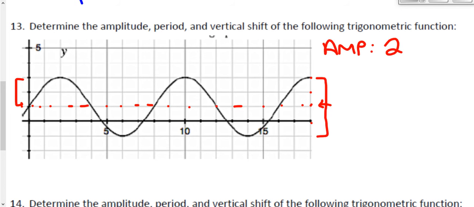The period is the measurement from when my function starts to where it starts to repeat itself. So my function begins right here, it's going uphill, and it's at the value y equals 1. So I want to trace this function. Let me go ahead and trace this guy until I find the next point where it's not downhill, but uphill at y equals 1, which is right here. So this is the next point where it does that. And if you notice, this section is exactly the same.